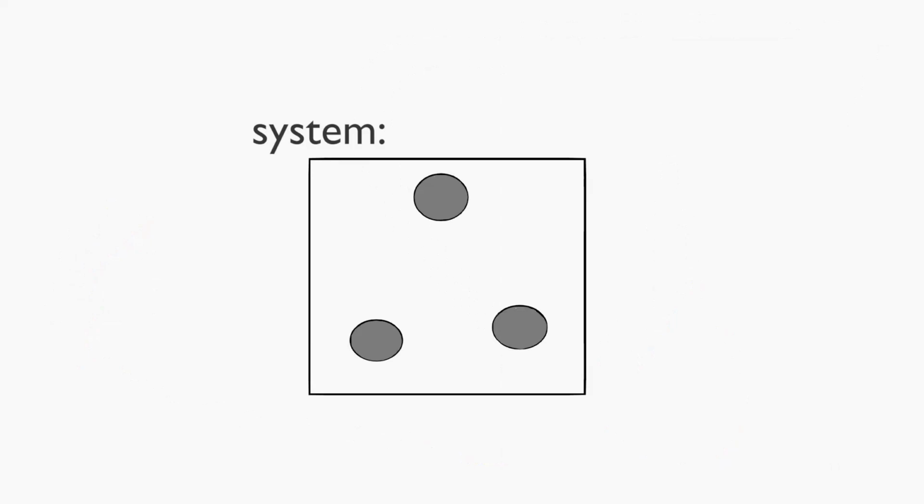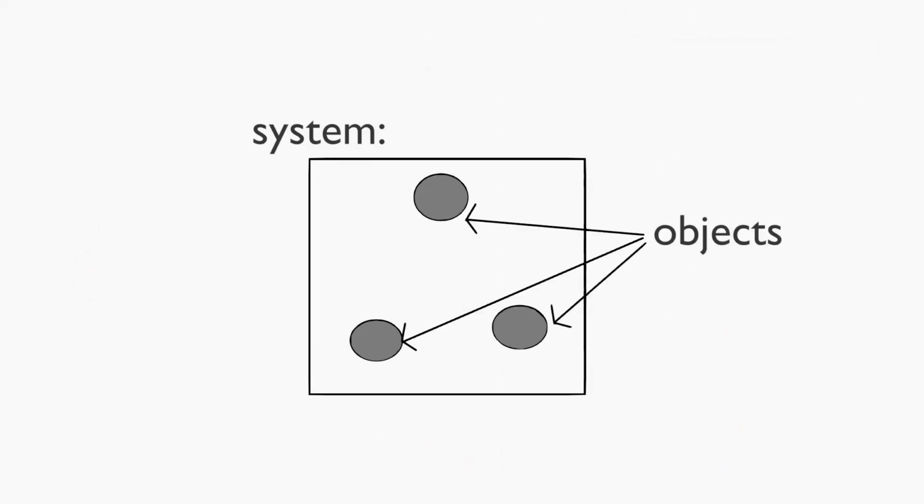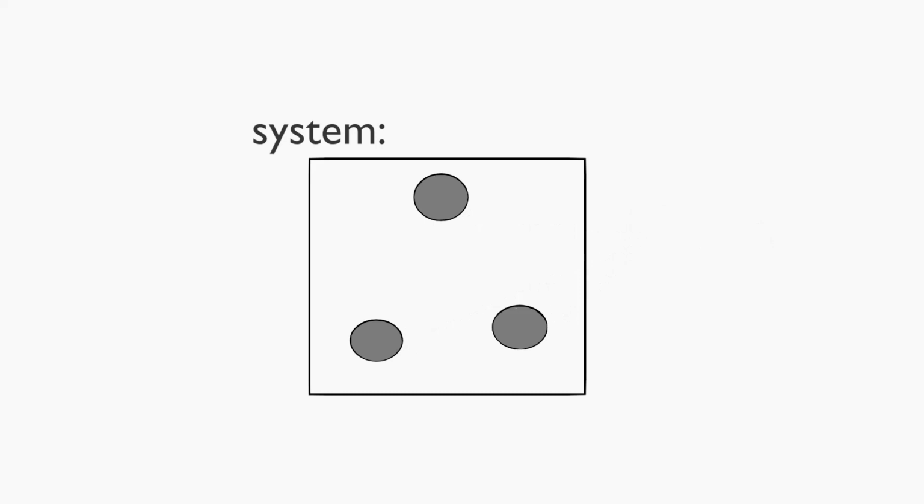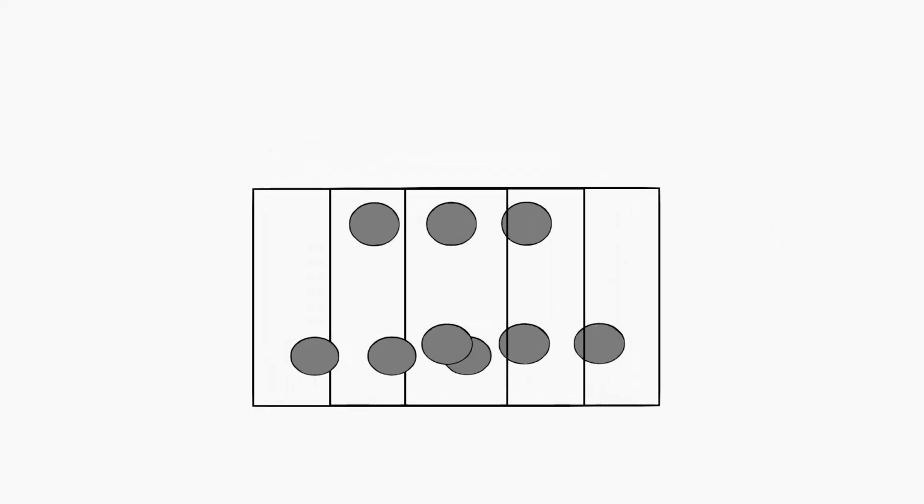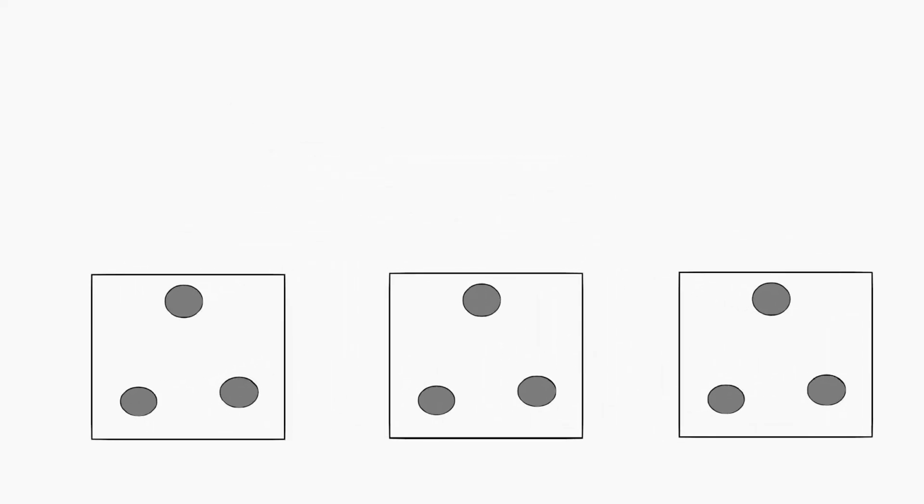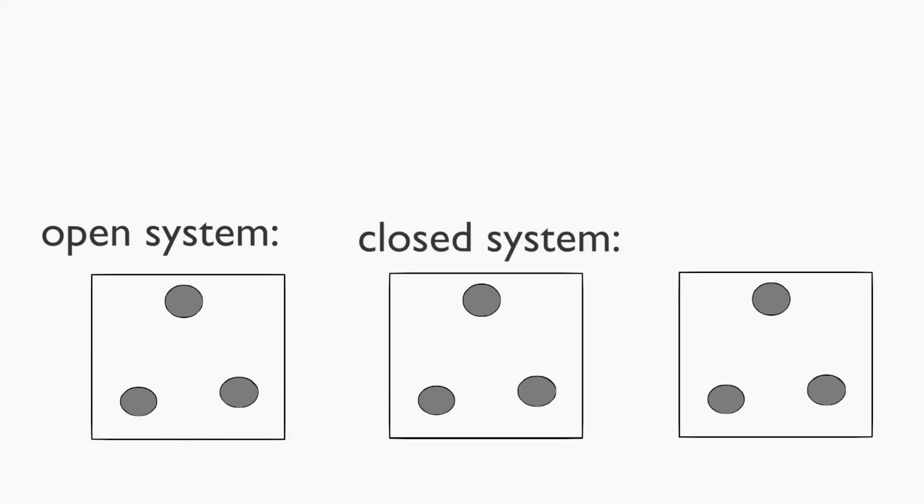So let's have a look at a system. A system is a group of objects, and when it changes, energy is being transferred between the objects. Now you can have an open system and a closed system. An open system is where matter and energy can be transferred from inside the system to the surrounding areas. In a closed system, matter can't be transferred from inside the system to the surrounding areas, but energy can.